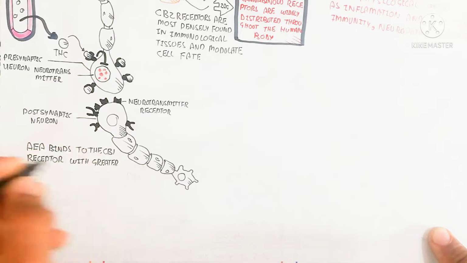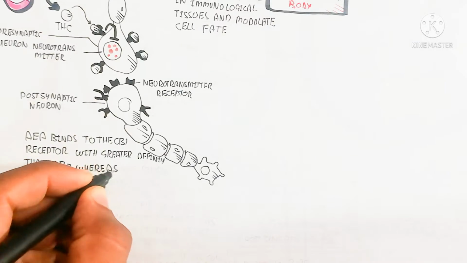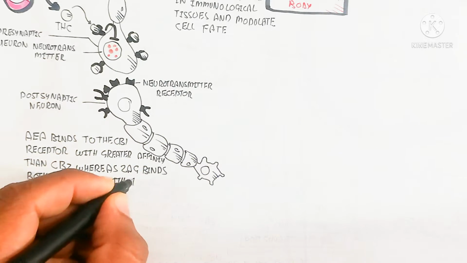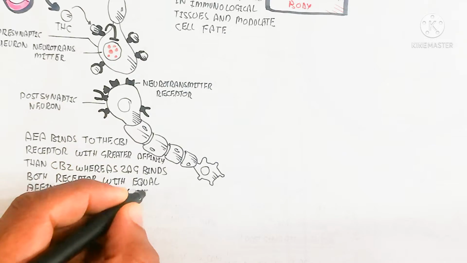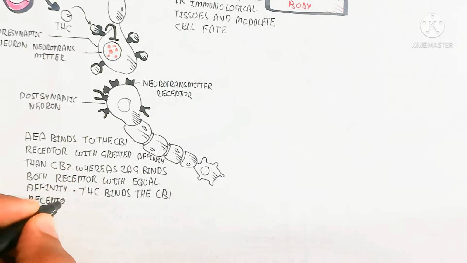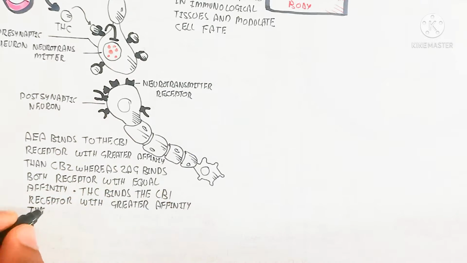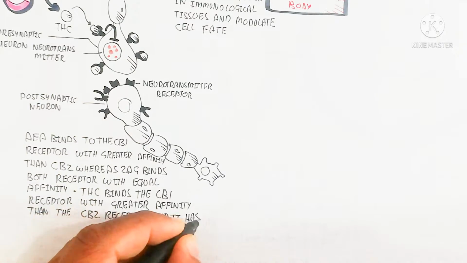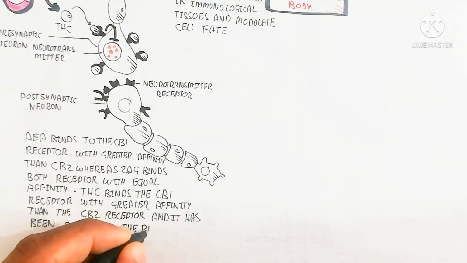So AEA binds to the CB1 receptor with greater affinity than CB2, whereas 2AG binds both receptors with equal affinity. THC binds the CB1 receptor with greater affinity than the CB2 receptor, and it has been suggested that the binding effect of THC mimics AEA.